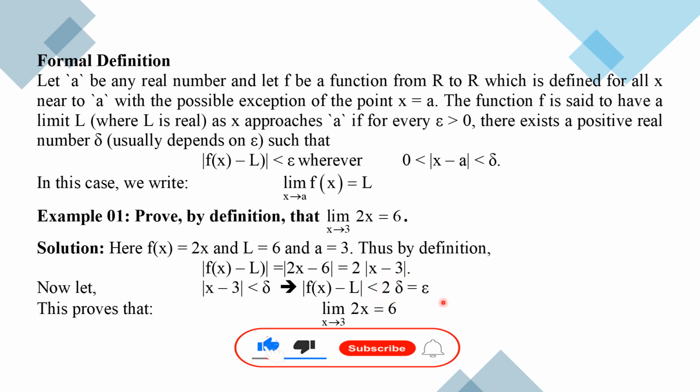Taking 2 delta equal to epsilon, we have verified by the definition and proved that the limit as x tends to 3 of 2x is equal to 6, because from |x − 3| < delta we have |f(x) − L| < epsilon.